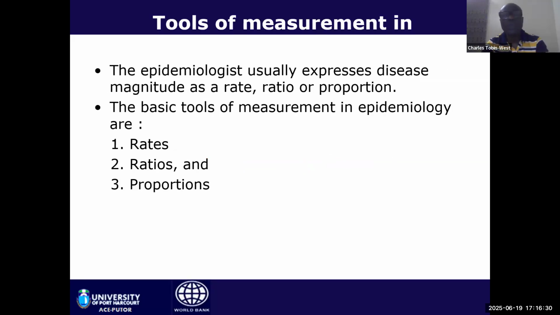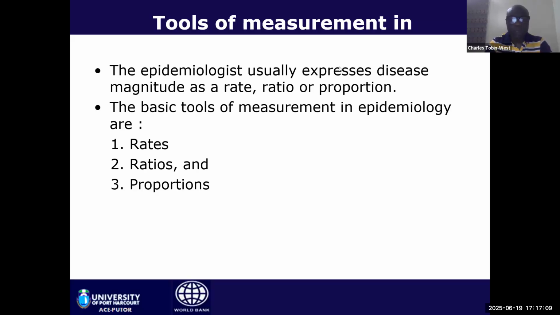Okay, so what tools do we use to measure diseases and health? For instance, as epidemiologists, we express diseases in terms of rates, ratios, and proportions. And these three mean different things. Some of you who are healthcare workers, you will notice them, then you'll begin to see why they are different. So we'll see it.